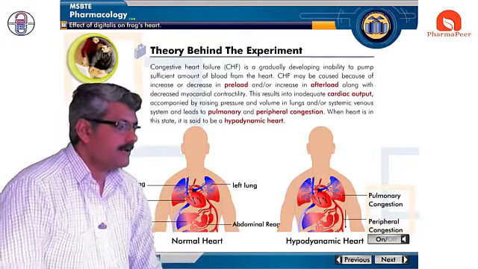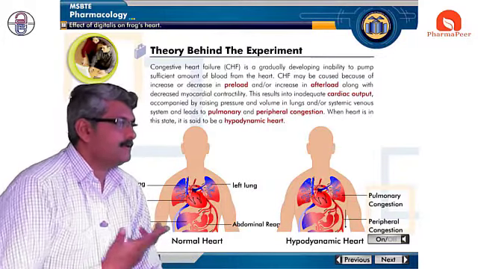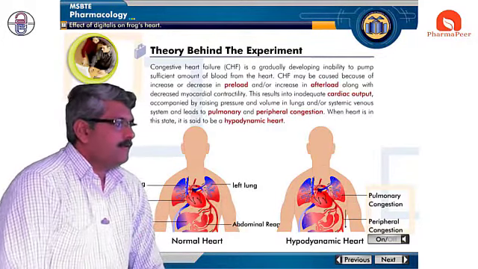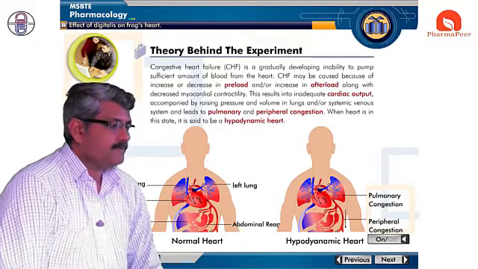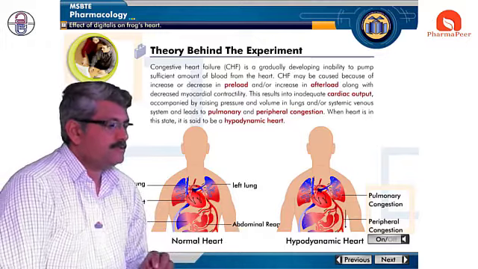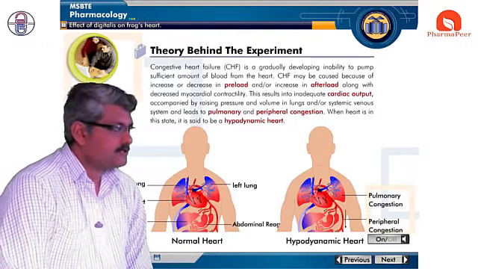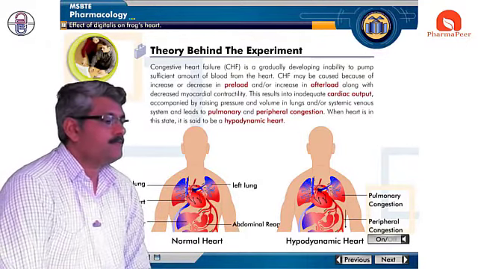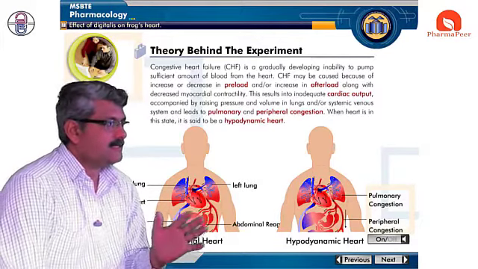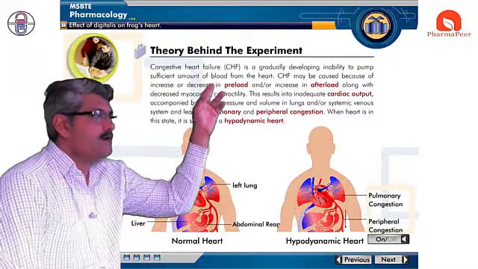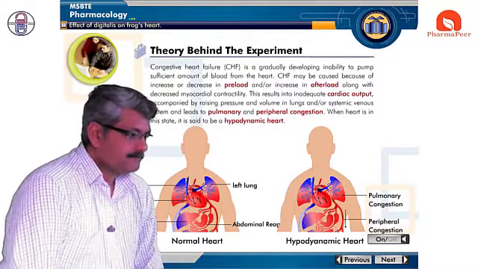The block is not in the heart, but in a peripheral area of our body. There is a congestion of fluids, a congestion of blood, and due to this the heart fails to pump a sufficient amount of blood, and that results in congestive cardiac failure.